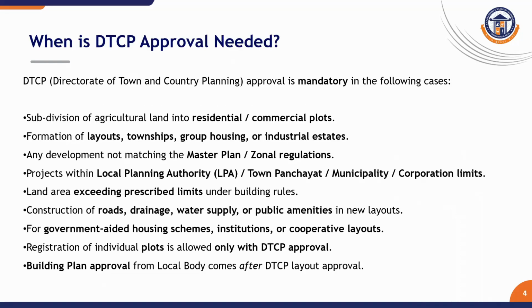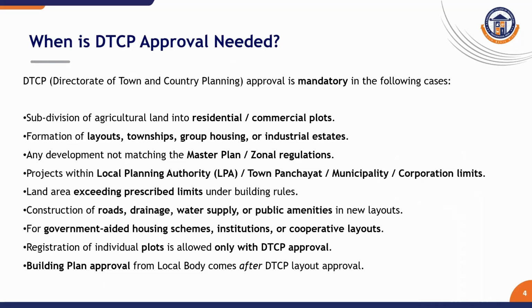A common question is, when exactly is the approval mandatory? DTCP approval is the legal prerequisite in several scenarios. It is required for the subdivision of agricultural land into residential and commercial plots. It is necessary for forming any new layout, township, group housing project, or industrial estate. Any development that does not conform to the master plan or zonal regulations must seek this approval.